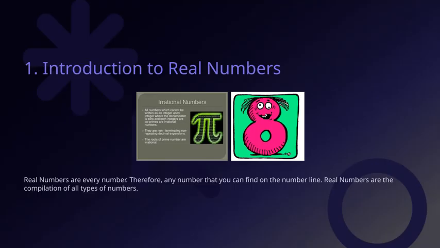Let's talk about real numbers. Real numbers are essentially every number you can imagine. Think about the number line we often see in math class. Any point you can mark on that line represents a real number. This means that real numbers include all sorts of numbers: whole numbers, decimals, fractions, and even irrational numbers like pi or square root 2. When we say that real numbers are a compilation of all types of numbers, we're emphasizing that they cover the entire spectrum of numeric values you might encounter.